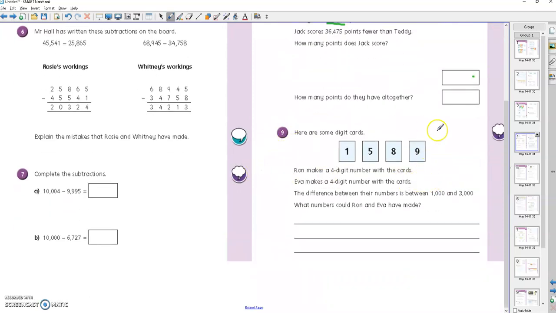And then here is just a word problem with cards. Ron makes a 4-digit number with those cards. Eva makes a 4-digit number with the same cards. The difference between those numbers is between 1,000 and 3,000. So pick a number for him, pick a number for her, and the difference has to be between 1,000 and 3,000 when you do the takeaway. What numbers could Ron and Eva have made? So there's more than one answer. Maybe see if we can find 3.